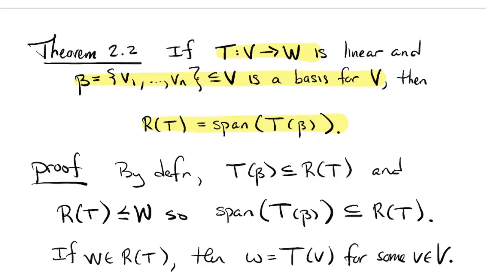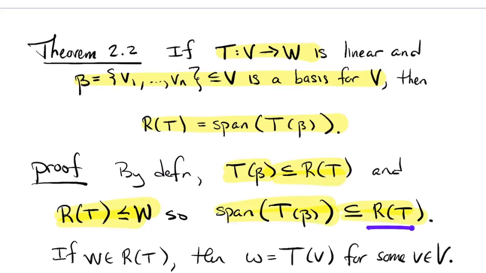I'm going to start off by remarking that by definition, if I take T of anything in beta, I get an element of the range. So everything in this set T of beta is a subset of the range by definition. And since the range is a subspace of W, the span of T of beta is going to be contained in the range. Just to summarize that again, T of beta is contained in the range. The range itself is a subspace. So the space spanned by T of beta stays in that subspace by closure. Good. So that's one of our two set inclusions.